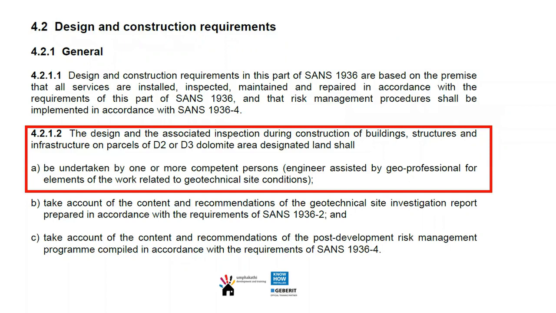The first important one is the design and the associated inspection during construction of buildings and structures on parcels of D2 and D3 dolomite. If you were to look on the web, you would find a lot of maps that show you which areas are dolomite. If you are doing drainage or water supplies in those areas, it's important to make sure that you're using the correct material.